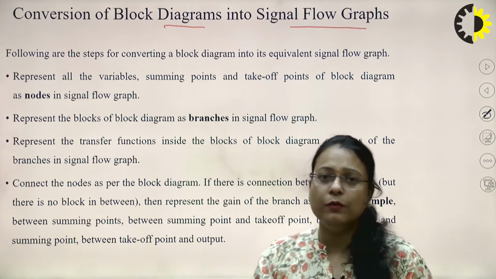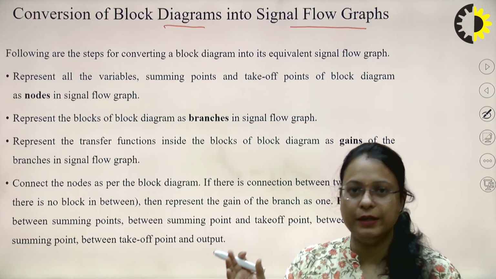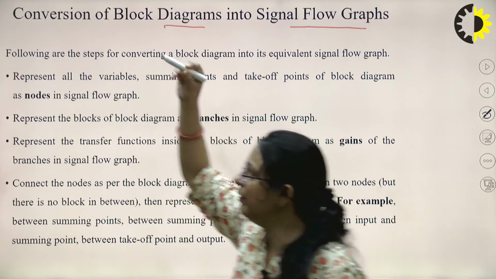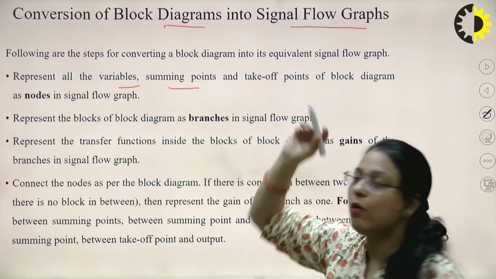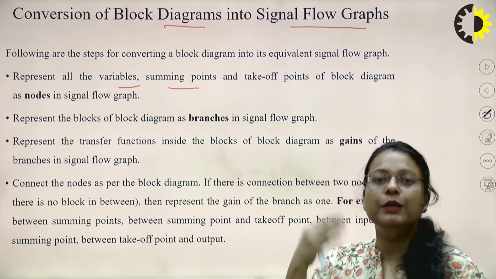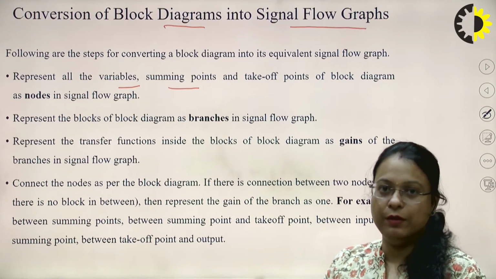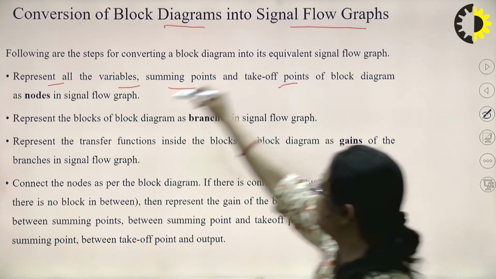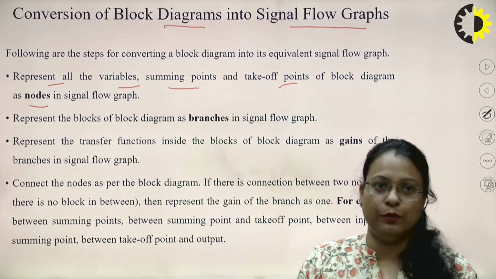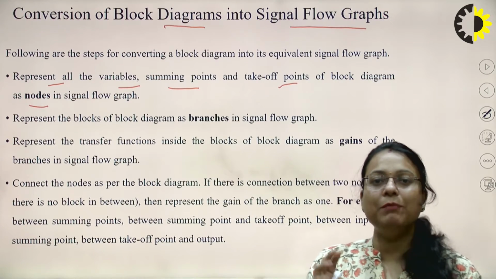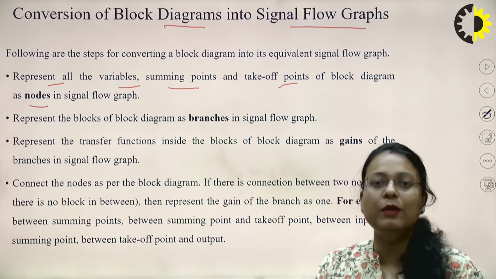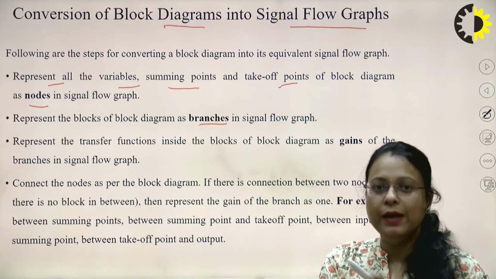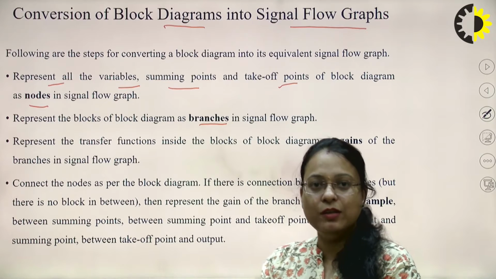So, what are the steps to convert the block diagram into signal flow graph? First step is we have to represent all the variables, all the summing points and all the takeoff points of the block diagram as nodes of the signal flow graph. Then the second point to be kept in mind is we have to represent all the blocks with branches. Blocks of the block diagram can be represented by the branches in a signal flow graph.